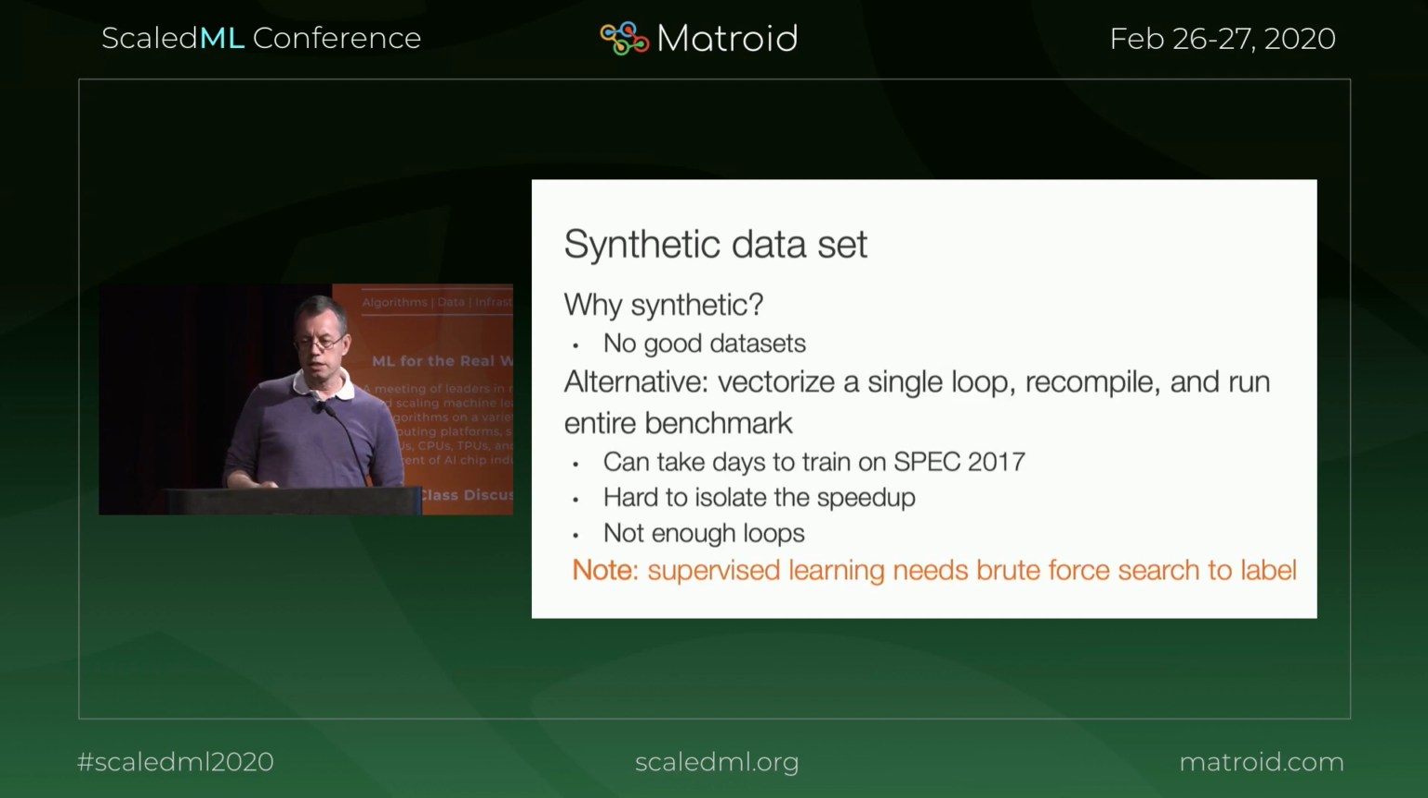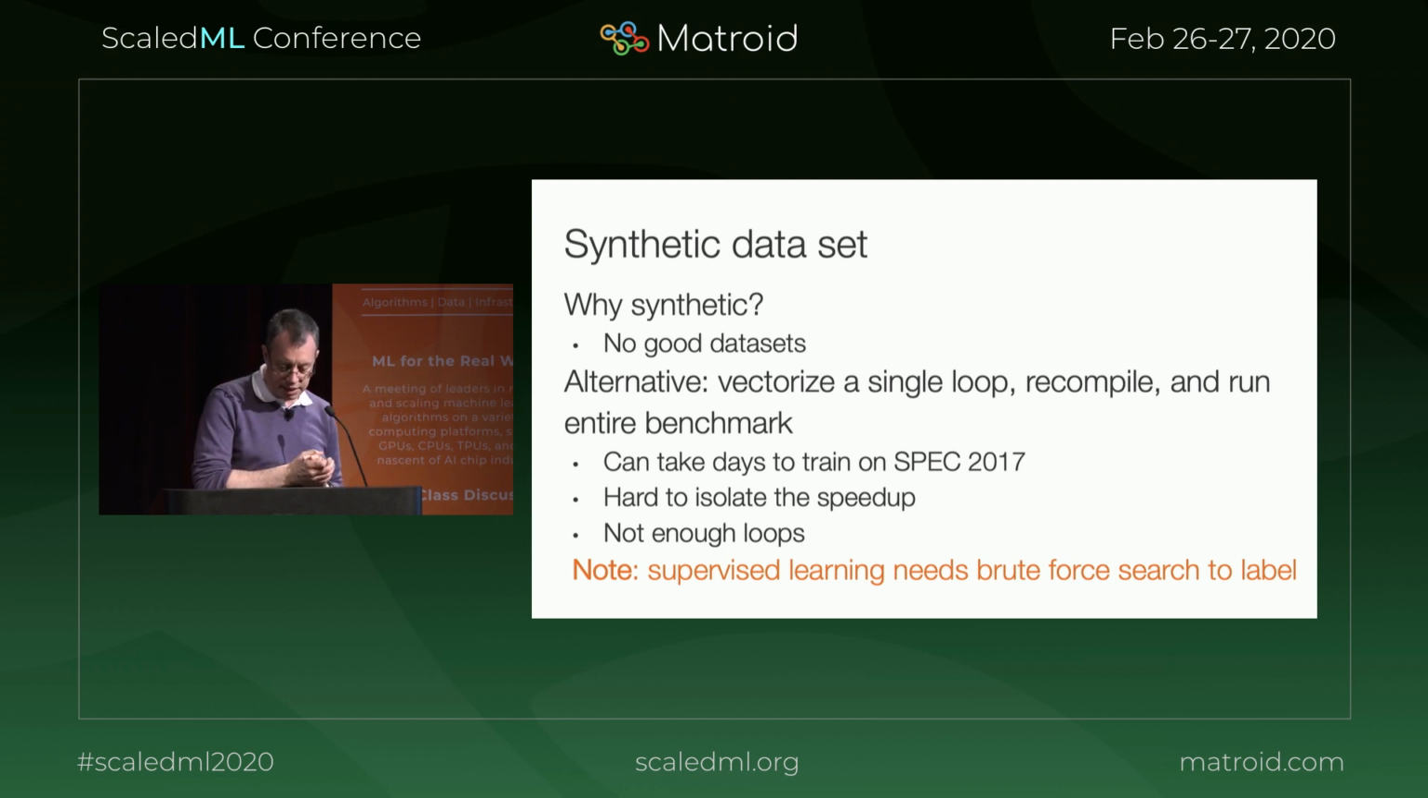Of course, one possible thing you can do is take one of the existing benchmarks, like SPEC 2017, change the parameters for the loops, run it and see how it performs. You can definitely do that. The problem is it takes a lot of time, and there are not enough loops in these benchmarks. Also, in some cases it's hard to isolate the speedup. That's why we generate synthetic data sets, and I'm going to say more about this. This is an important aspect.